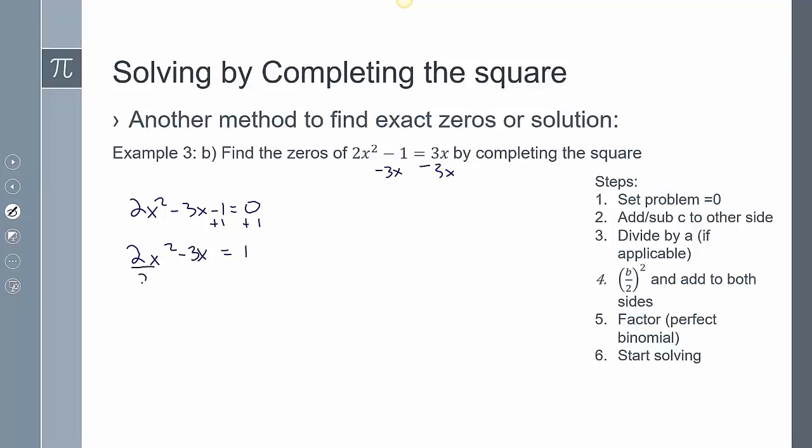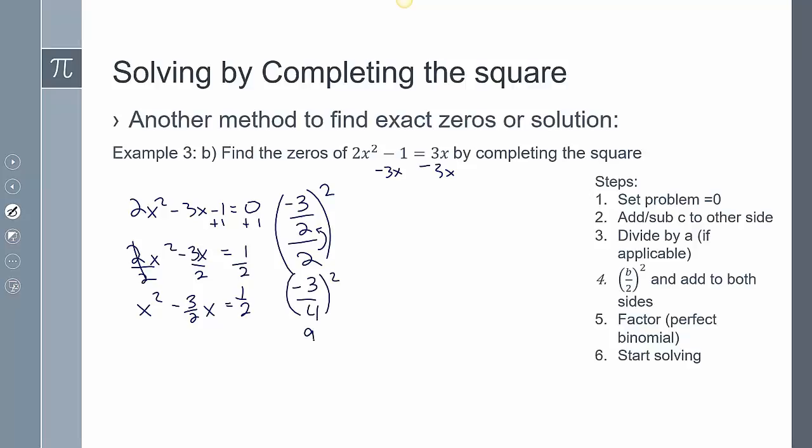Now divide by a, so I'm going to divide everything by 2. So that's going to cancel out, and I'm going to get x squared minus 3 halves x equals 1 half. Now this is where I can do step 4, b over 2 squared, and add that to both sides. So negative 3 over 2, so that's my b, over 2 squared. Simplifying that, those two numbers multiply together, so I get negative 3 over 4 squared, which is the same as 9 over 16. I want to take that 9 over 16 and add that to both sides.